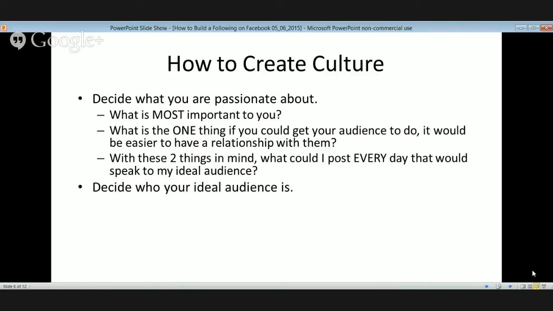But then the next thing you need to do after you decide what you're passionate about and what you could talk about all day long and never get tired of it, you want to decide who your ideal audience is. Who's the person that's going to resonate with the message that you have? And then we got to understand, this is taking it a step further. We have to understand what our audience is talking about. What are the things that are important to them? Because if we can create that kind of conversation on our page, we're going to have people wanting to be on our page, wanting to interact with us, guys.